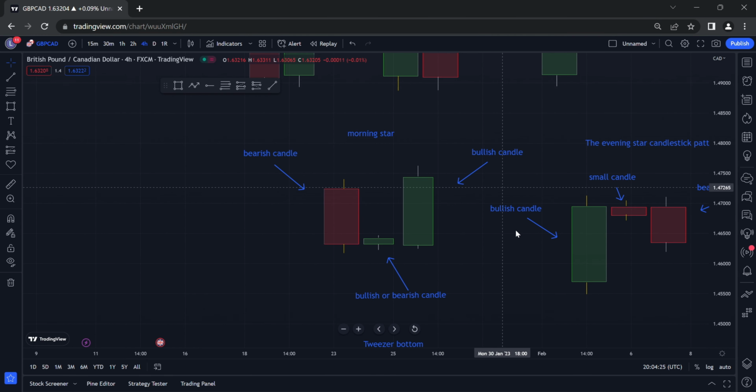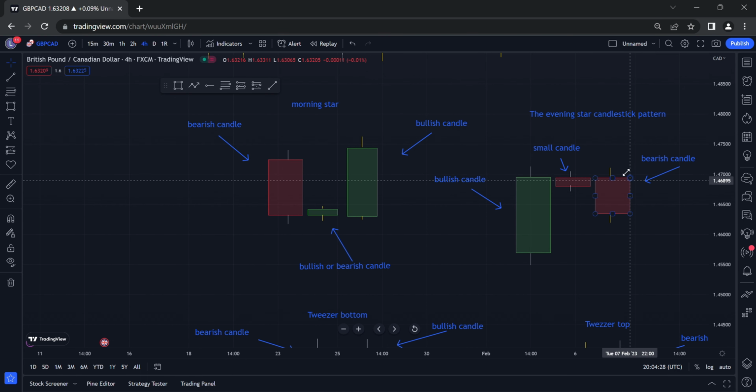We go back to the evening star to show you how it looks. This is the evening star candlestick pattern. A smaller candle is always in the middle. It can be bullish or bearish, as long as you have a bullish candlestick made first, then a bearish candlestick made last. This mostly works on swing highs.